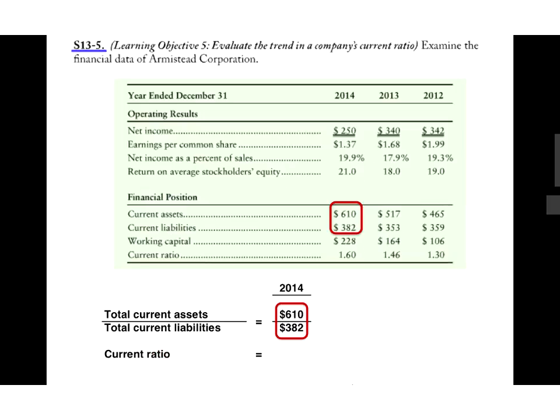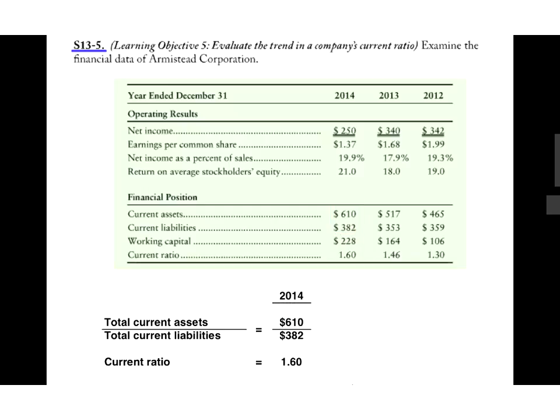So for 2014, we're going to take current assets divided by current liabilities. And when we do that, the 610 divided by 382, we get 1.6. So this one's very easy. You're given a table, take your current assets, divide by current liabilities. We do the same thing in 2013, and we get 1.46. And then 2012, we do the same thing. So we go across the way.